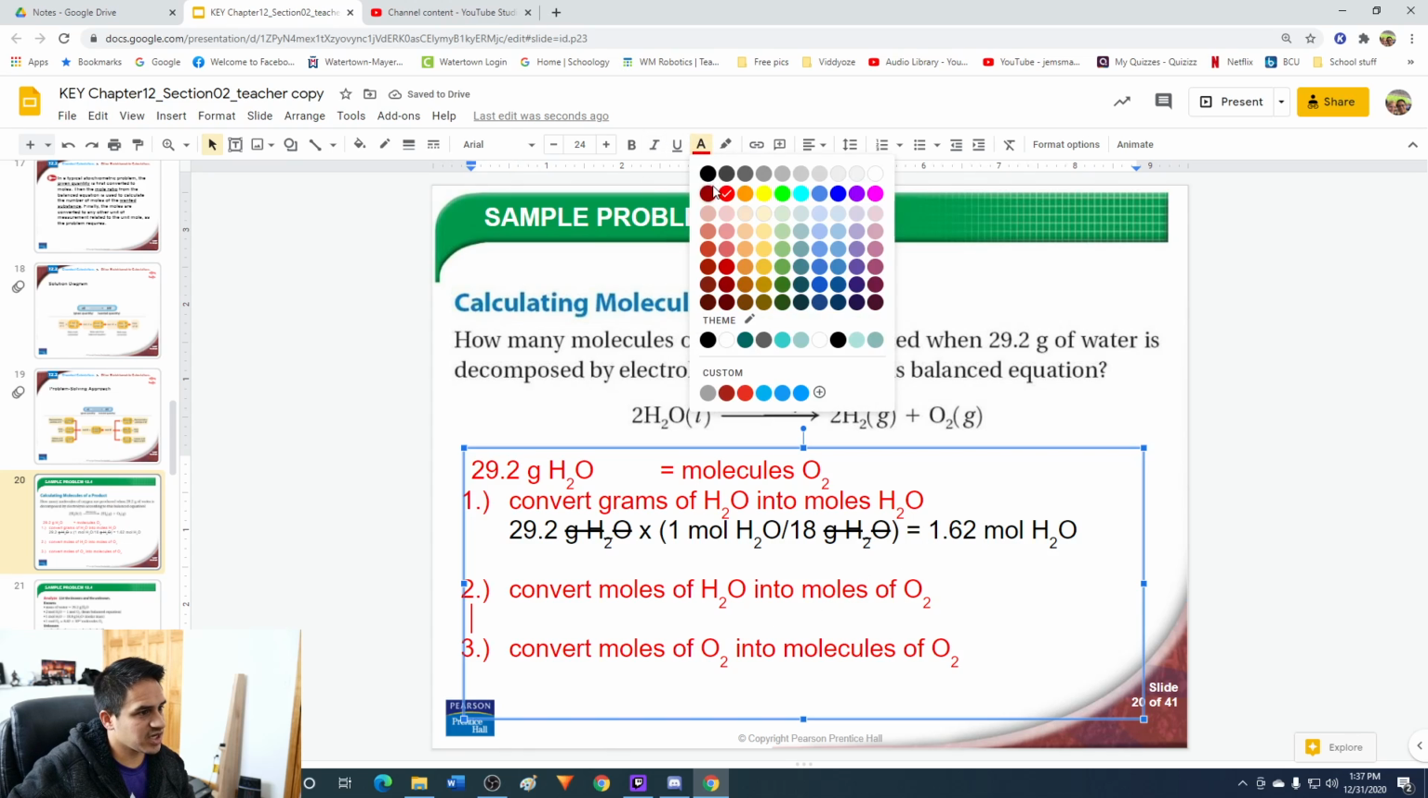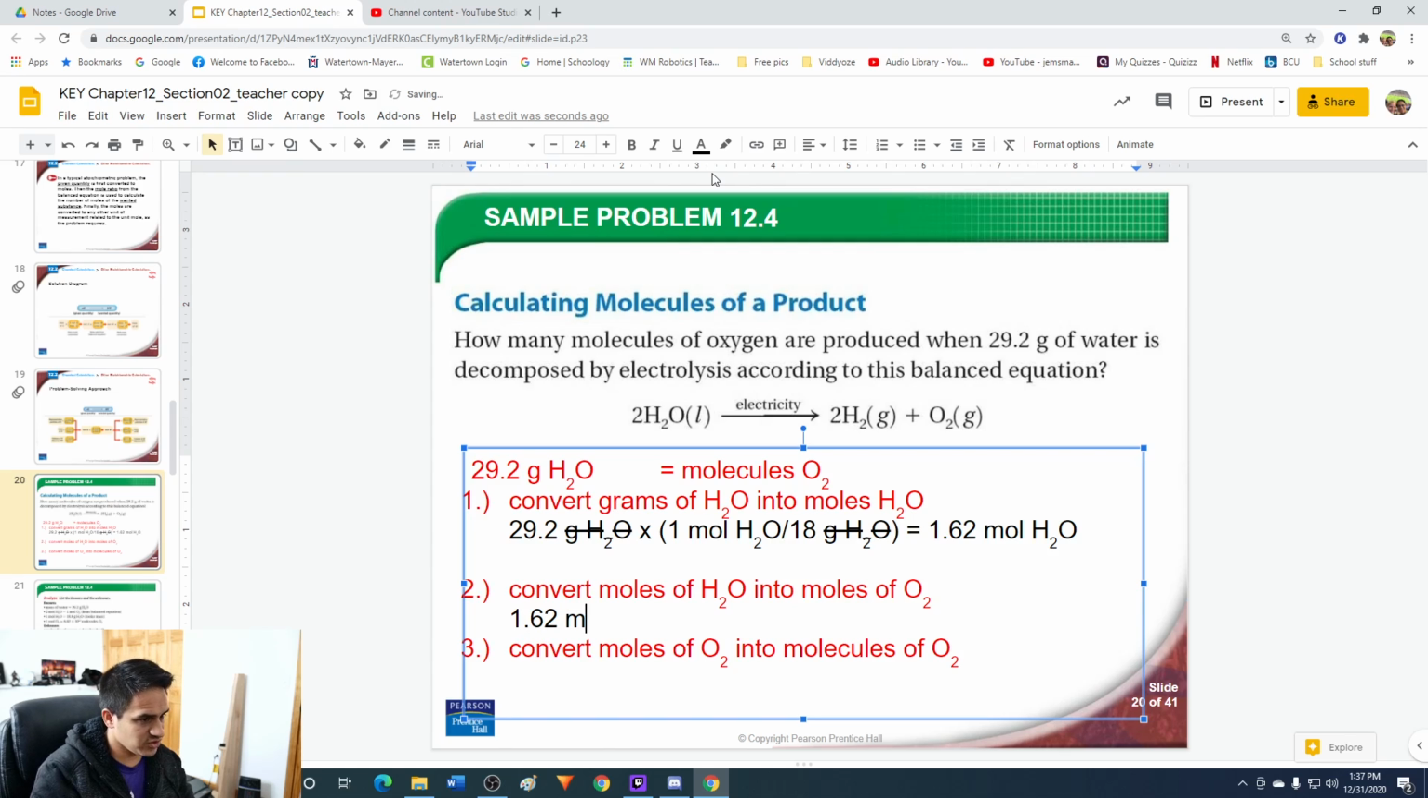Then from here, in our second part, we're going to take our 1.62 moles of H2O and convert those from moles of H2O to moles of oxygen. Now in the reaction, it's a 2-to-1 ratio. 2 moles of water is needed to begin with, but for every 2 moles of water, we're only going to make 1 mole of oxygen. So we're going to go from moles of H2O to moles of O2, and the conversion factor is a 2-to-1 ratio. So for every 1 mole of O2 that we make, we will have 2 moles of H2O that we start with.